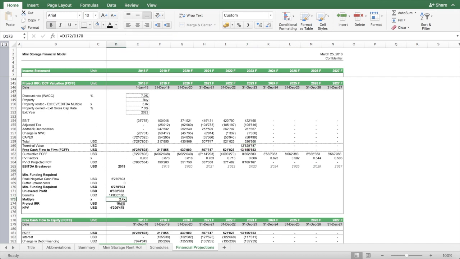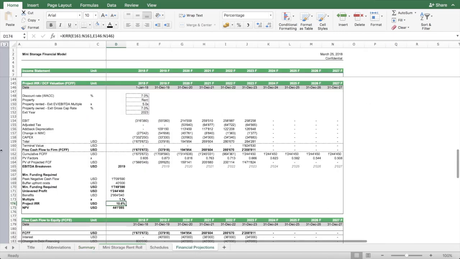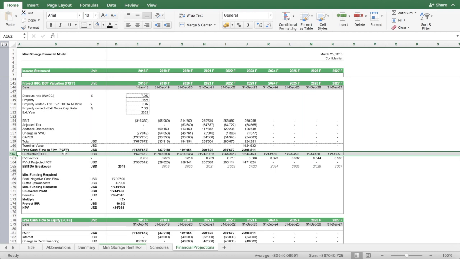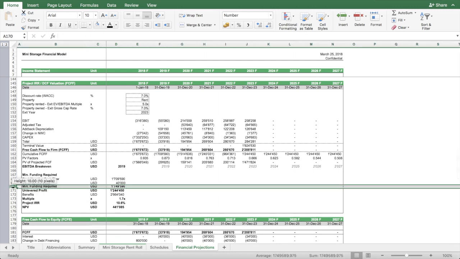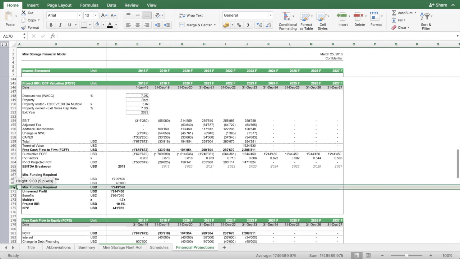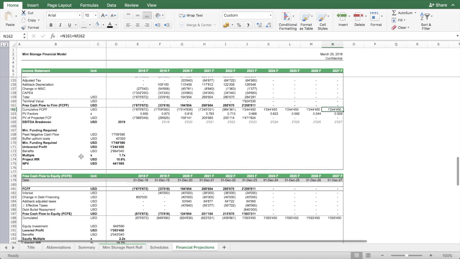IRR of the project. If I come back here to rent, I can also show you the other variable of interest, which is the cumulative free cash flow to firm, and you see here this peaks in year 2. This is the minimum reached. And this also means you need to find a way to finance this gap. This is the amount of financing required. And the model then gives you the minimum funding required to do this project. You have the unlevered profits as well. So how much at the end is the profit of the project.